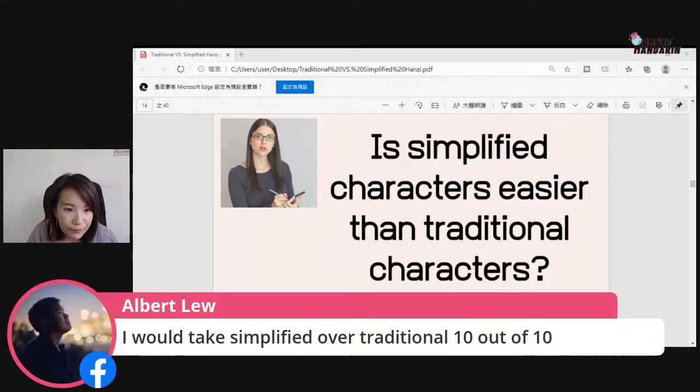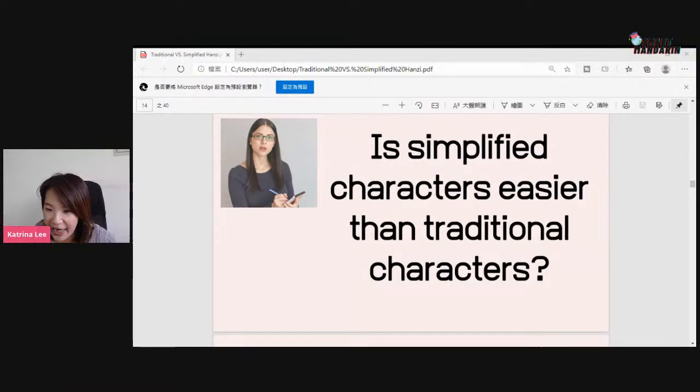Here it says, I would take simplify over traditional, 10 out of 10. Good. It's a personal choice. I would take traditional over simplify. I'll take traditional. So, next one.